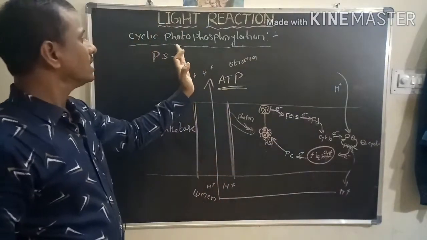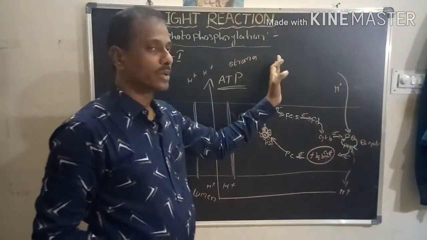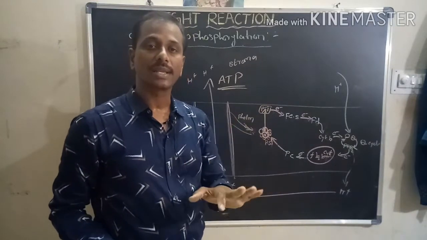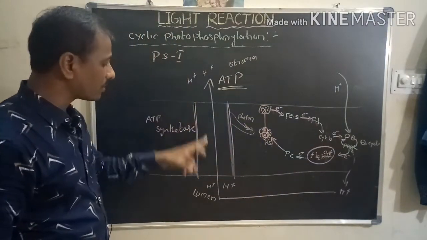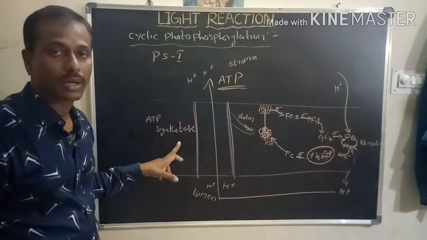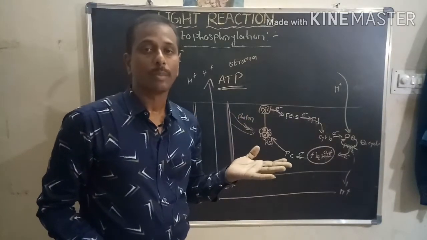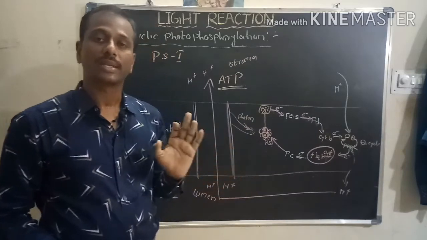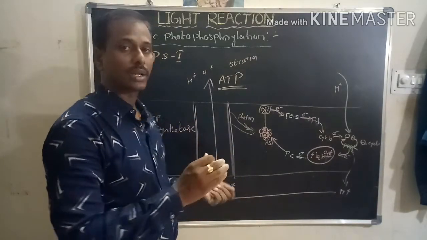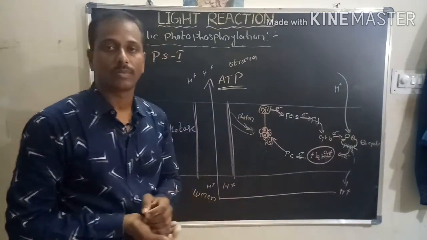So this is about cyclic photophosphorylation. In the next class, we will discuss the formation of ATP through this ATP channel. That is the chemiosmotic theory explained by Peter Mitchell in 1961. Okay, that is discussed in the next class.